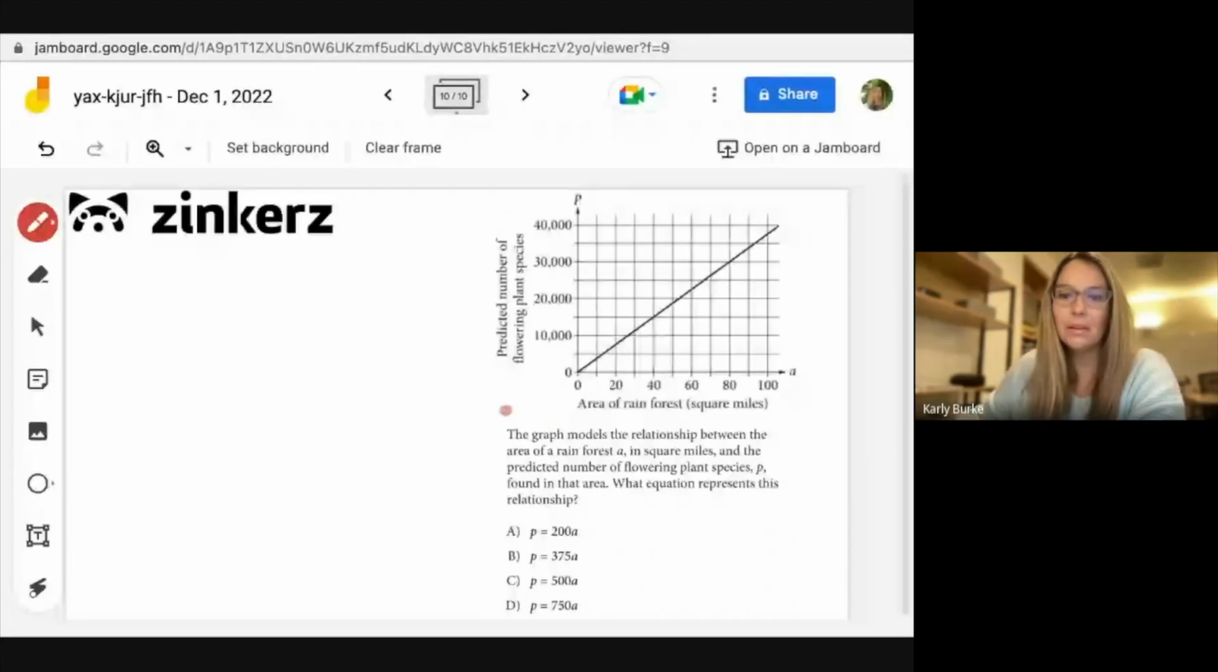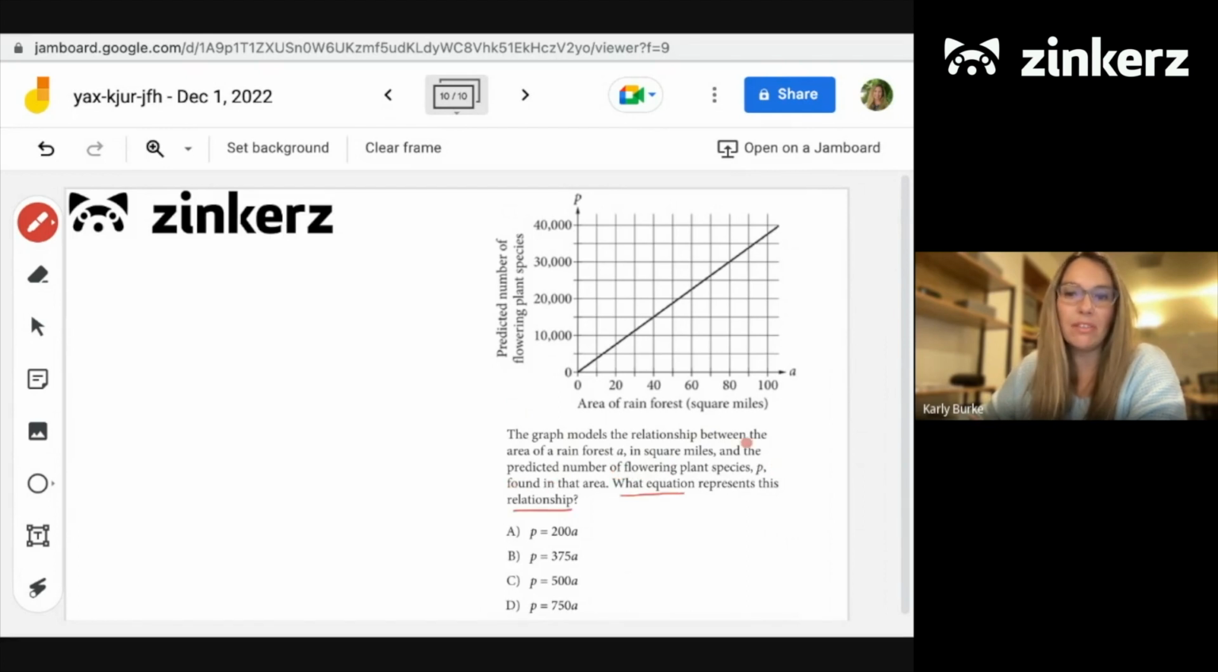On this next problem, you're given a graph and you need to figure out an equation for the graph. So here they give you a nice long word problem. It's not that long, but it tells you about the graph. And it's just asking you what equation represents this relationship. So we have A is your X value and P is your Y value.